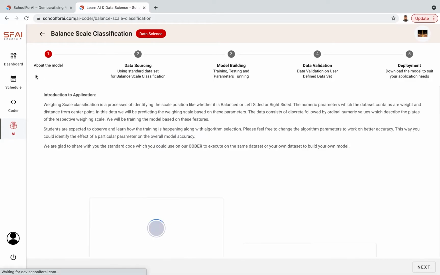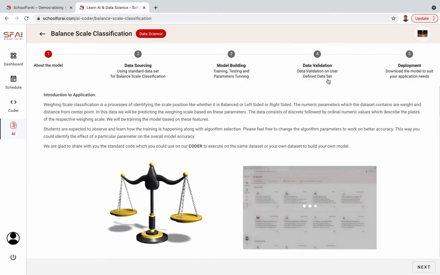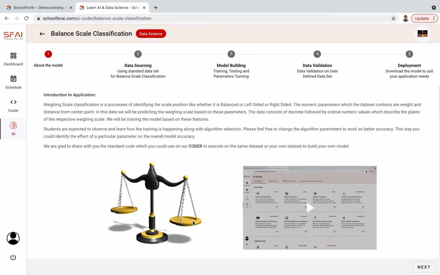Going through this, as usual, we have these 5 steps: about the model, data sourcing, model building, data visualization, and deployment. Balance scale is to identify the scale position, whether it is balanced or not. This is usually what we see in shops or somewhere. So we have left data and right data, and we want to identify whether the scale is balanced or not.